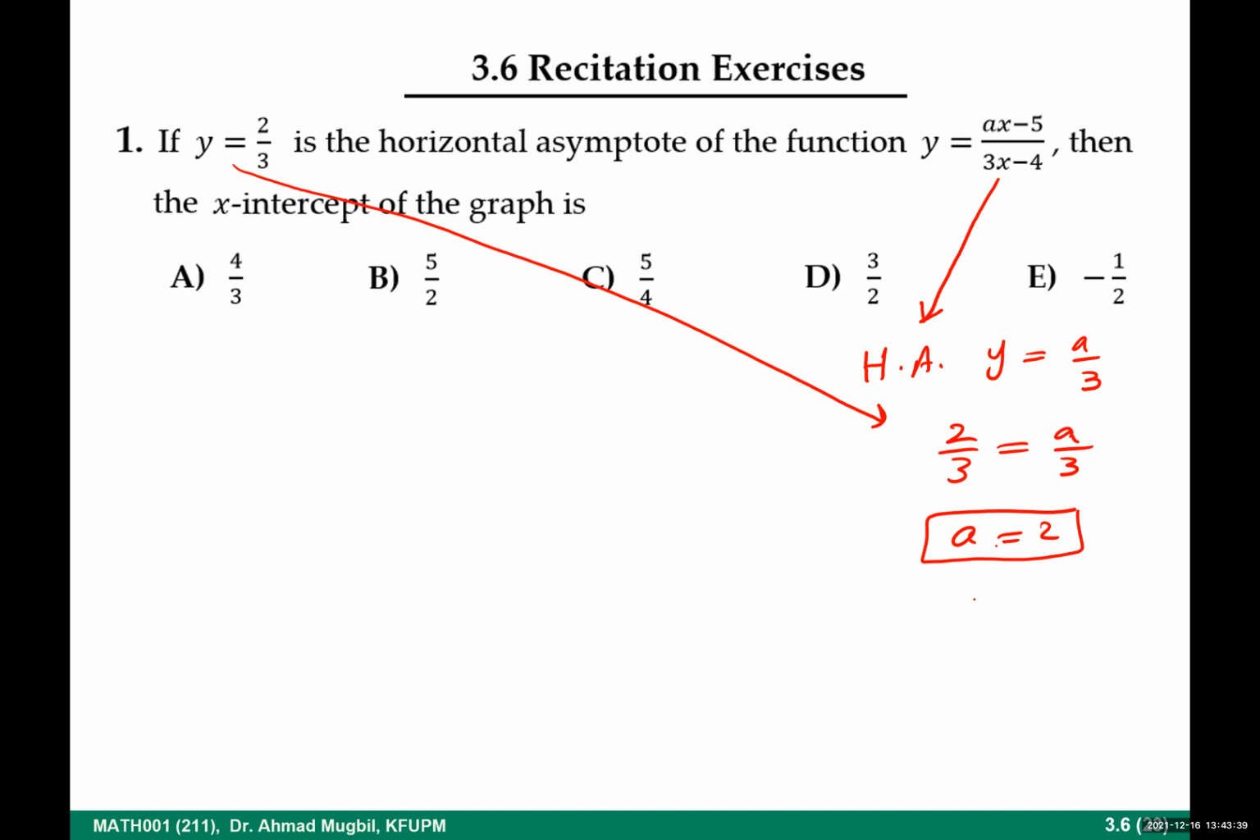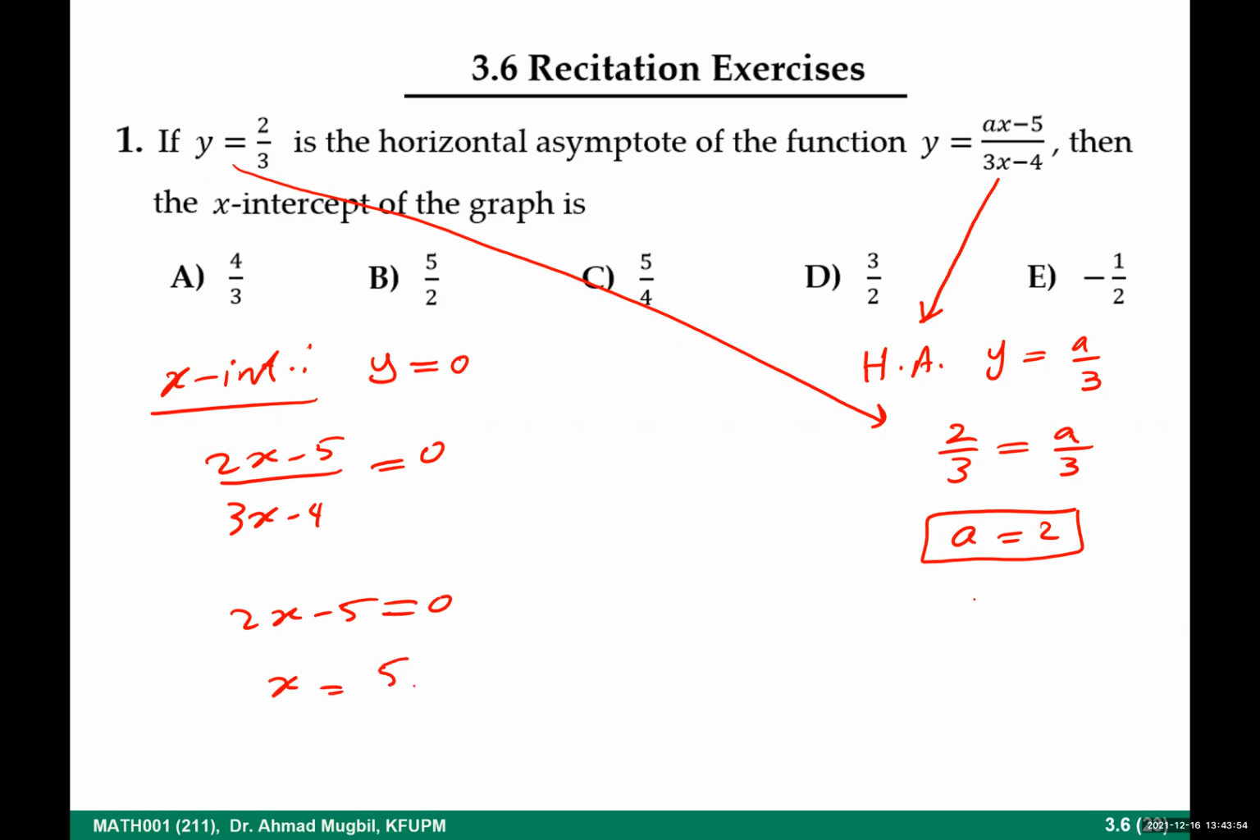Then what is the x-intercept? For the x-intercept, you just put y equals 0. So 2x minus 5 over 3x minus 4 equals 0. The numerator is 0, so x is 5 over 2. And the answer is 5 over 2, B. This is enough for today.